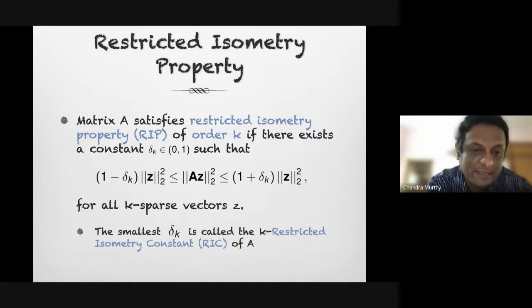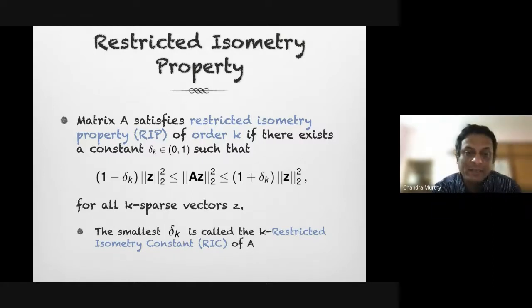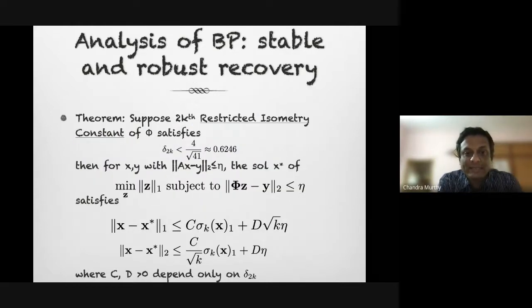The second part of my answer is that this restricted isometry property is what we call a sufficient condition for recovery. So if I go to the next slide, you see it says, suppose the 2kth restricted isometry constant of phi satisfies delta 2k is less than 0.62. Then you are guaranteed that you will recover sparse vectors from these low dimensional measurements. It does not say that if the matrix phi does not satisfy this 2kth restricted isometry constant condition, then your recovery will fail.